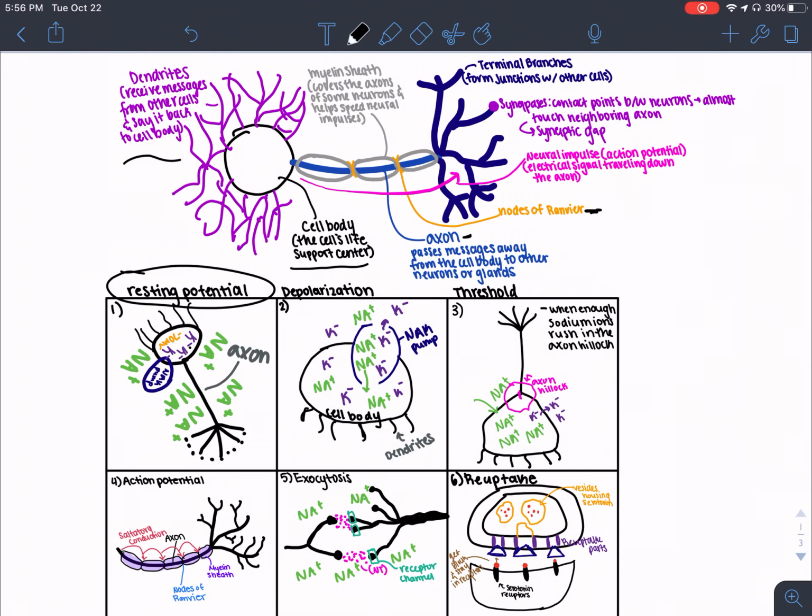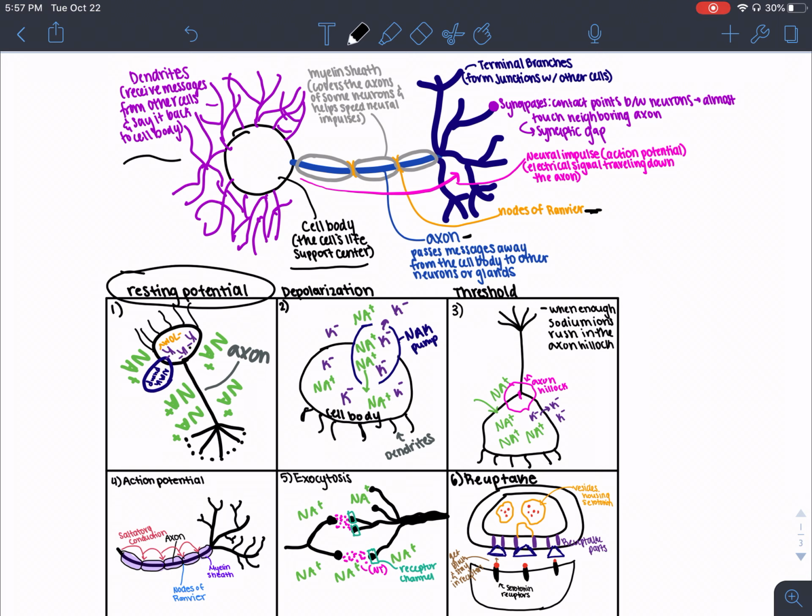So basically, I'm going to talk about neural communication and the parts of the cell. This is a cell, this whole thing right here, labeled with the different parts and their functions. You have your cell body, which is the cell's life support center, and it has the nucleus and things like that. Then you have some dendrites attached to the cell body, which receive messages from other cells and send them back to the cell body, so they transmit the messages.